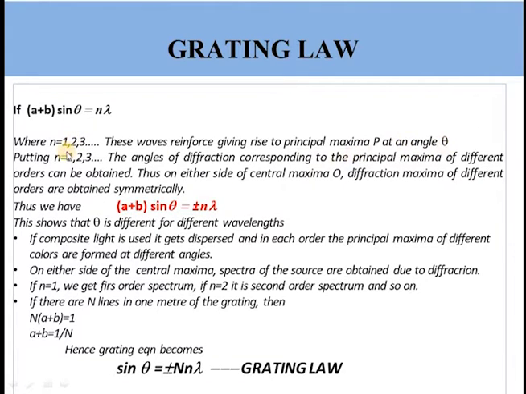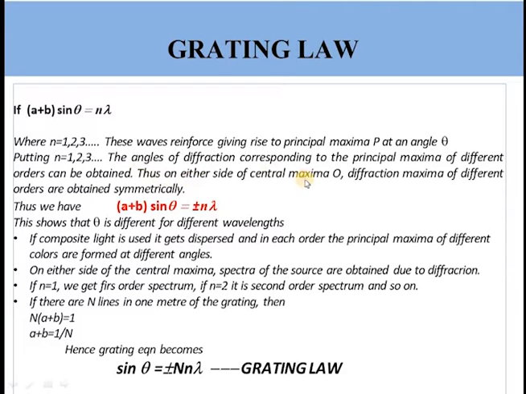And if I vary n for 1, 2, 3, etc., the angle of diffraction corresponding to the principal maxima of different orders can be obtained. As n is varied, n equal to 1 gives the first order, n equal to 2 gives the second order, n equal to 3 gives the third order, and it goes on that way.